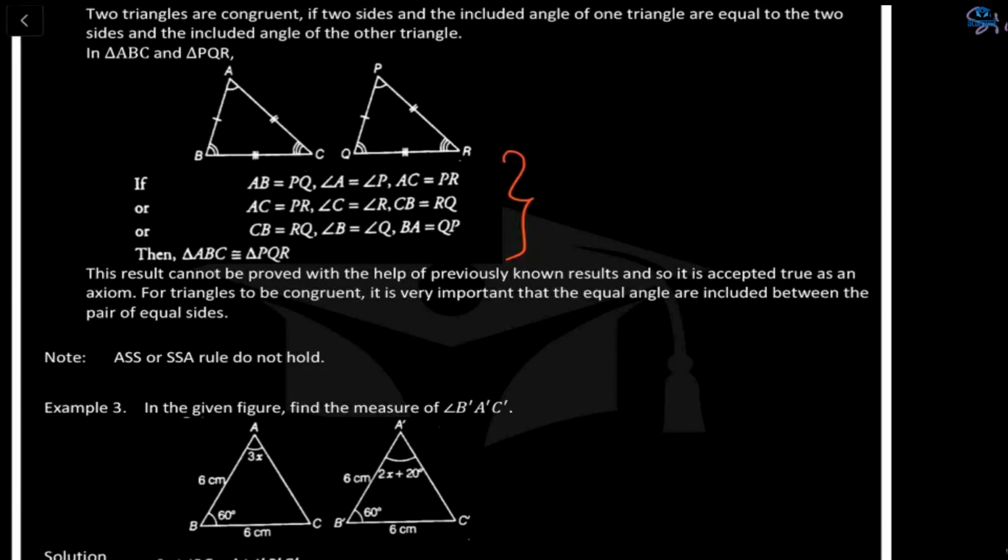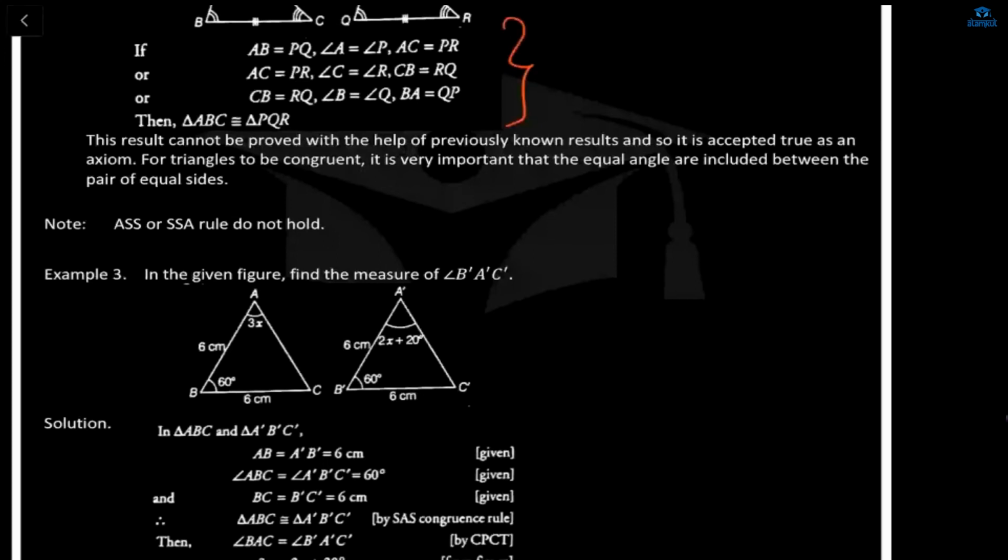And if the two triangles are congruent, then the side which is remaining will be equal to the other side. If you see the first one, AB is equal to PQ, angle A is equal to angle P, and side AC is equal to PR. That means we are left with BC, so BC will be equal to QR from CPCT. Because we have proved the triangles congruent, all three sides will be equal and all three angles will also be equal. But these three things are sufficient to prove that the triangles are congruent. Understood? I have written here also, so that you don't get confused, that the ASS or SSA rule does not hold. It should be SAS.